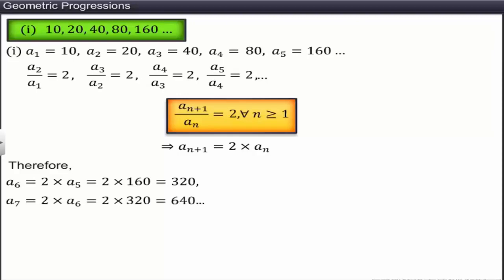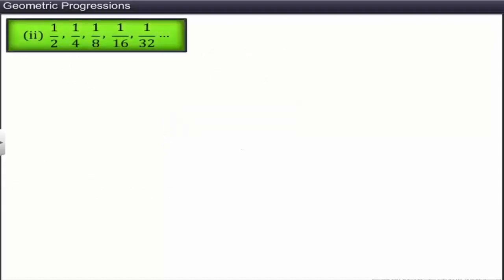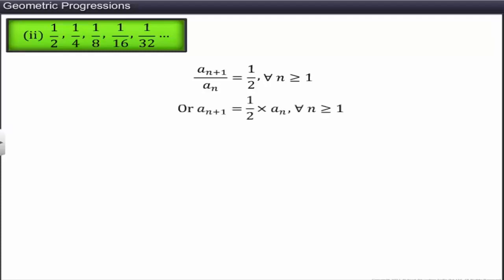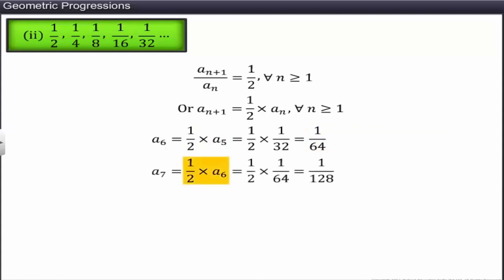Similarly, for the second sequence, the ratio of the n plus 1th term to the nth term is equal to 1 by 2 for all n greater than or equal to 1. It implies that the n plus 1th term can be obtained by multiplying the nth term with the constant 1 by 2. Hence, the 6th term of this sequence is half of the 5th term, which is equal to 1 upon 64. The 7th term is half of the 6th term, which is equal to 1 upon 128. The subsequent terms can be found in a similar manner.